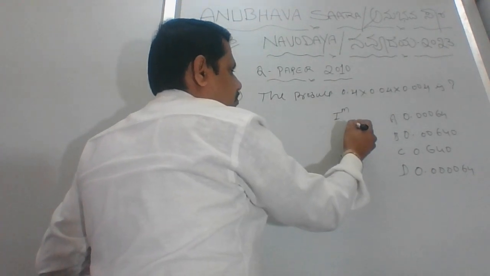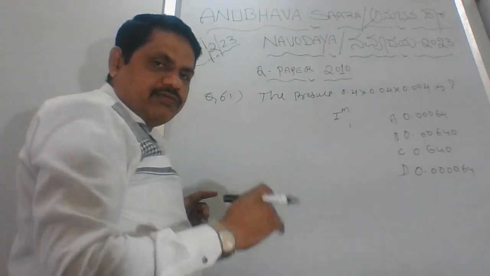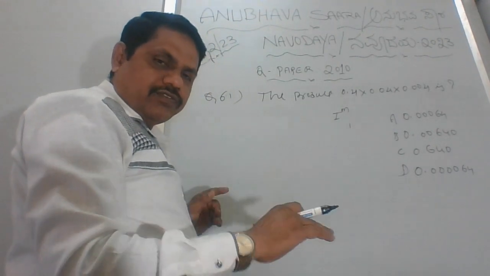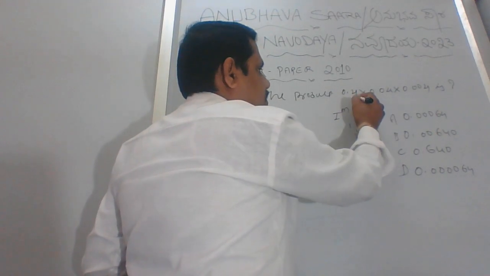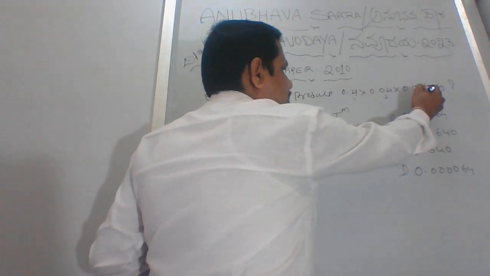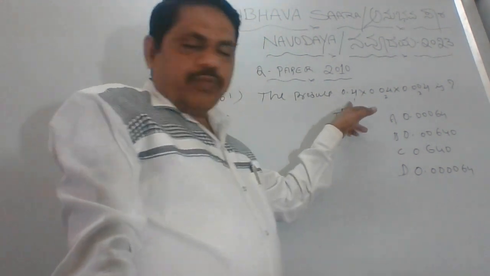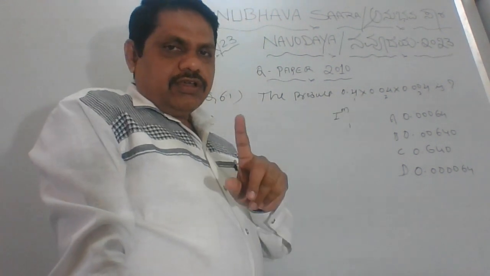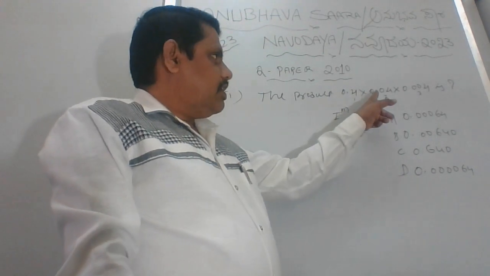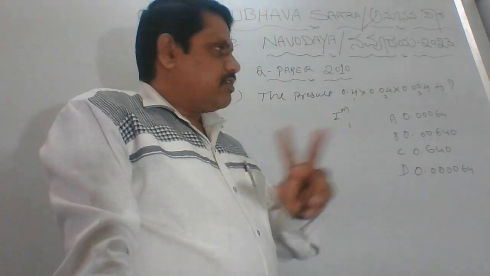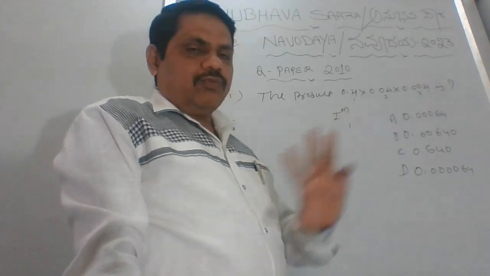0.4. That means 1. So I'm just taking the numbers after the dot. How many numbers are there after the dot? 1, 2. Here 1 is there. Here 2 is there. Here 3 is there. Clear? 0.4 is nothing but one numeric after the dot. 0.04 has two numerics after the dot. 0.004 has three numerics after the dot.